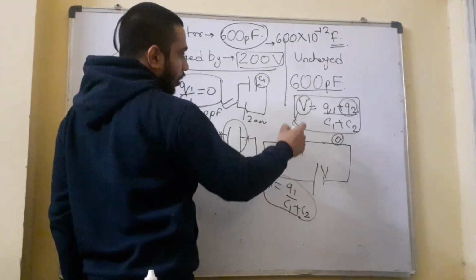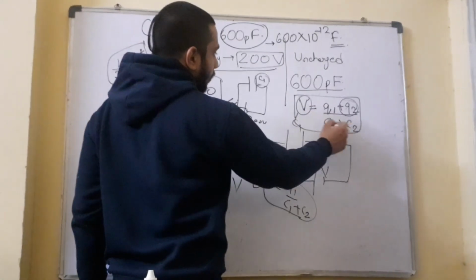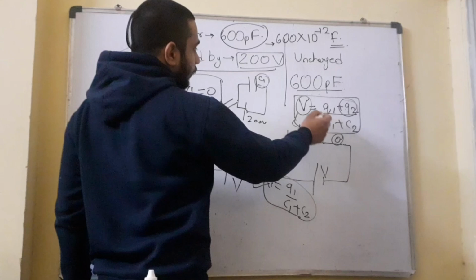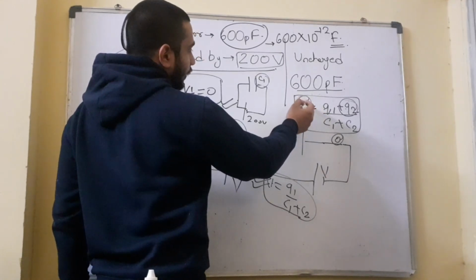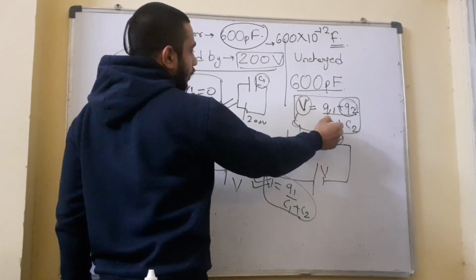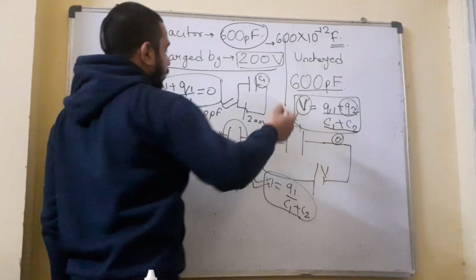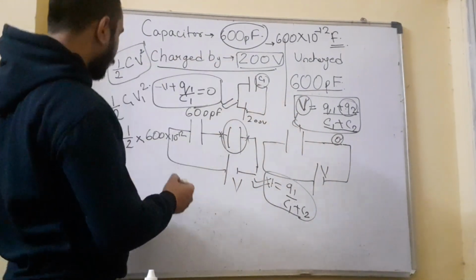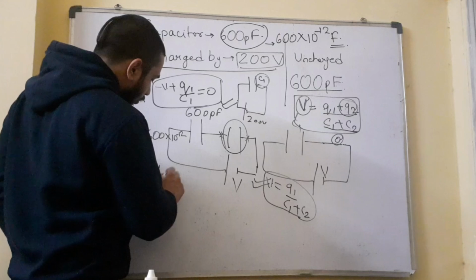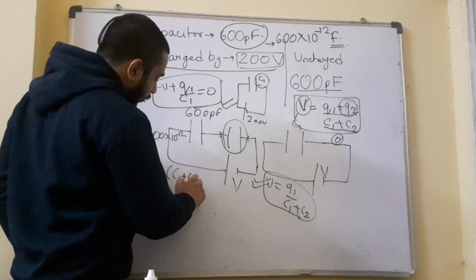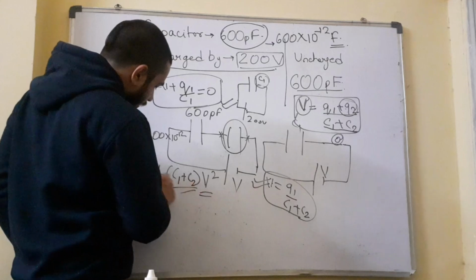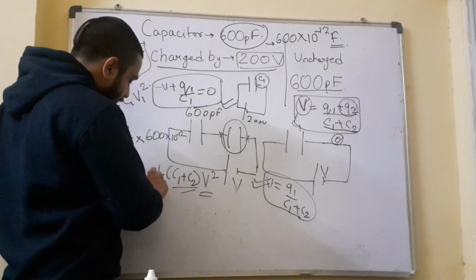And this final V, how will we calculate? Q1 plus Q2 upon C1 plus C2. Since this Q2 is 0, we can easily find the final voltage will be Q1 upon C1 plus C2. So like this we can find the final voltage, and what will be the final energy? Half into C1 plus C2 into V square. So this will be U final.